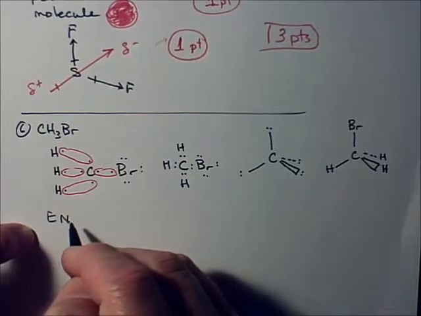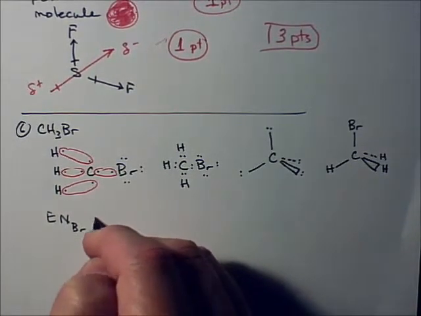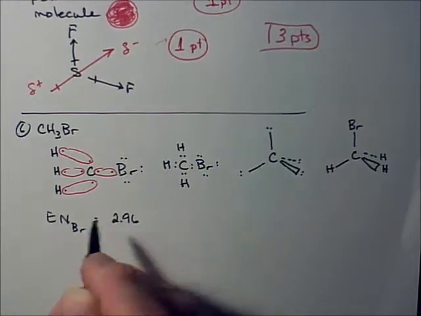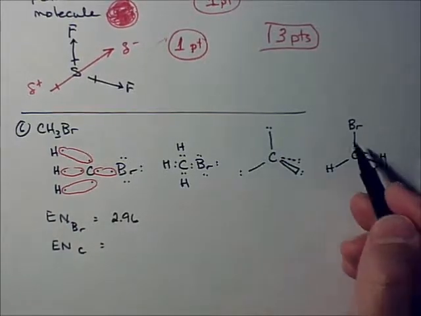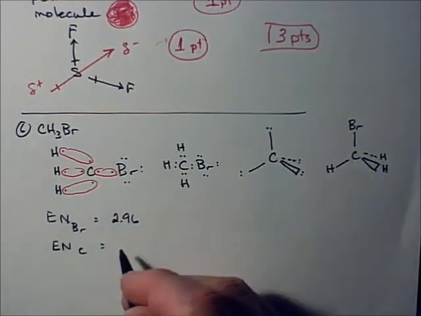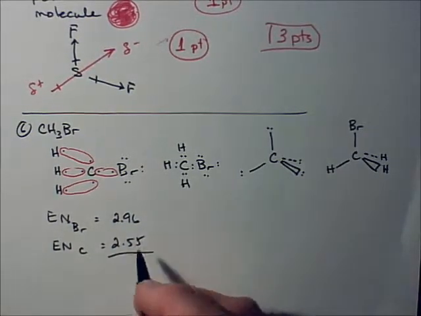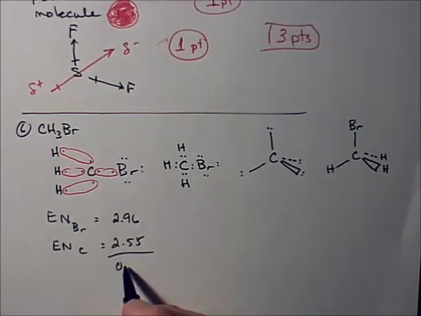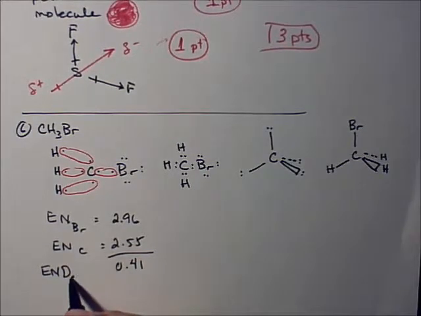So the electronegativity for bromine is 2.96. The electronegativity for carbon, look at the carbon to bromine bond here, carbon is 2.55. And I find the difference, 0.41. So that's the electronegativity difference for a carbon to bromine bond. And this is nonpolar.